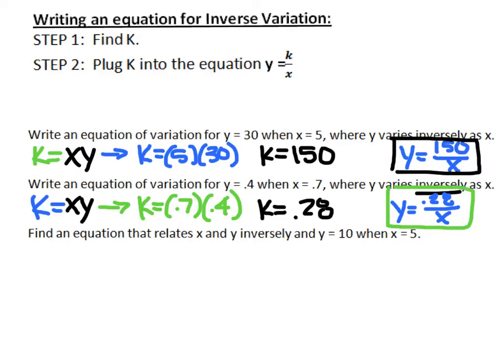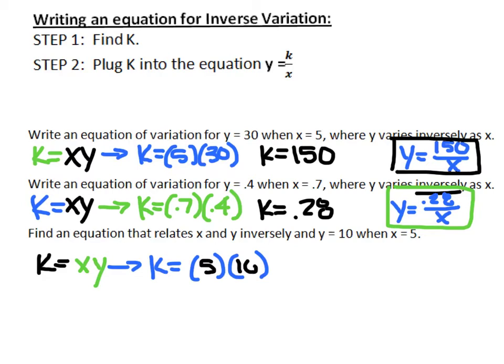Finally, last one here. Find an equation that relates x and y inversely and y equals 10 when x equals 5. So notice they changed the wording of the question, but they're still asking for the exact same concept. In order to write the equation, the first thing I have to know is what is my k value. And we know that our k value is x times y. So k equals, what is the x and what is the y that they gave us? X is 5, y is 10. So k equals 5 times 10, which is 50.